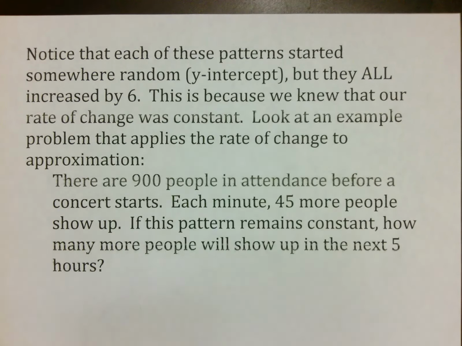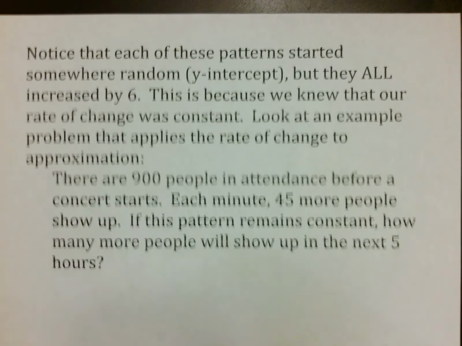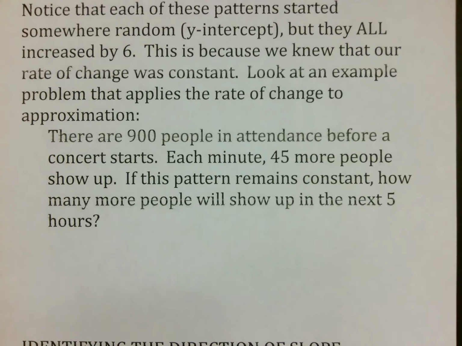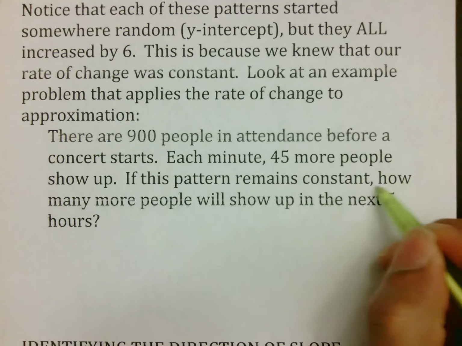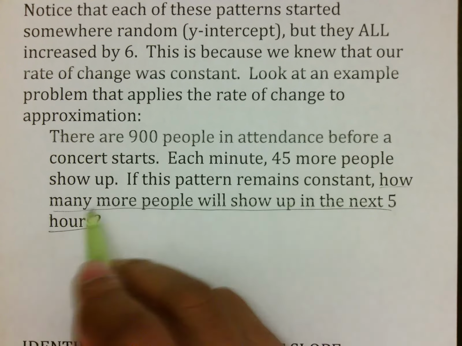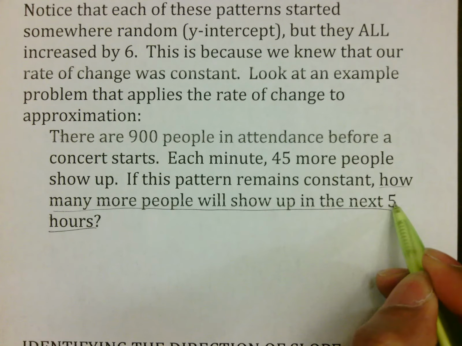So let's look at an example, a problem that applies the rate of change to approximation. This says there are 900 people in attendance before a concert starts. It says each minute 45 more people show up. If this pattern remains consistent, how many more people will show up in the next 5 hours? Here's the thing. It's not asking us how many people are going to be there. It's simply asking how many more people will show up in the next 5 hours.